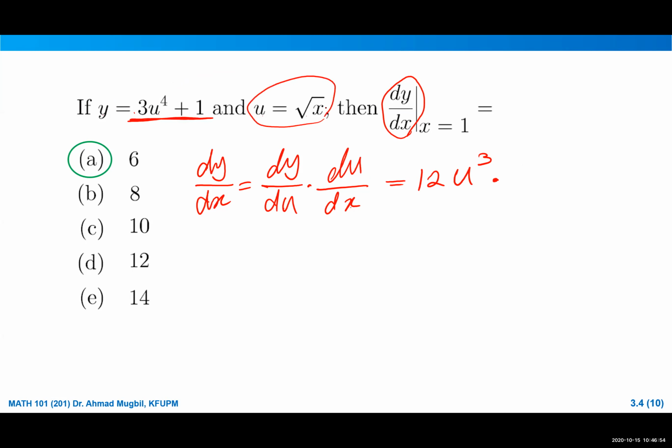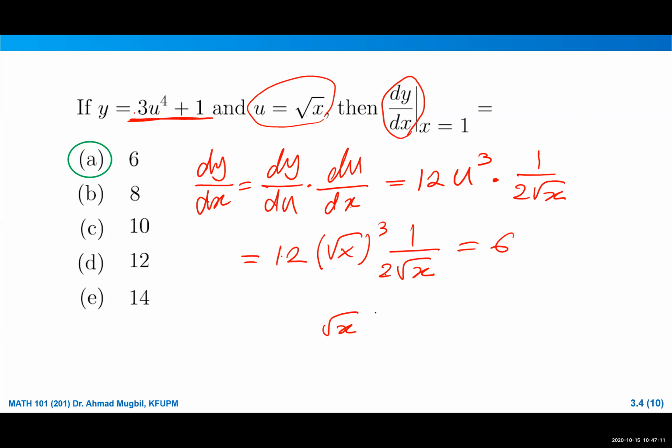What is the derivative of u with respect to x? It is 1 over 2 square root of x. Now substitute: it is 12 times, what is u? u is the square root of x, to the power 3, times 1 over 2 square root of x. Now 12 over 2 will be 6. Square root of x to the power 3 means you have it 3 times, so one of them will be cancelled with this one, and you still have 2 of them, which will be x. So the answer is 6x.